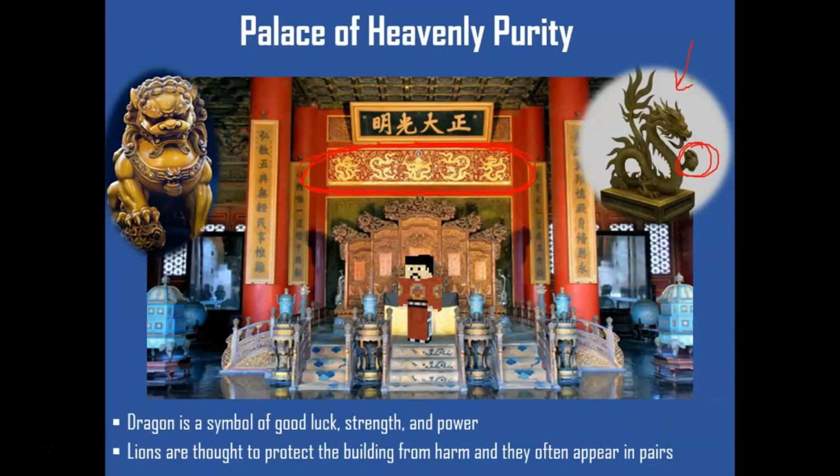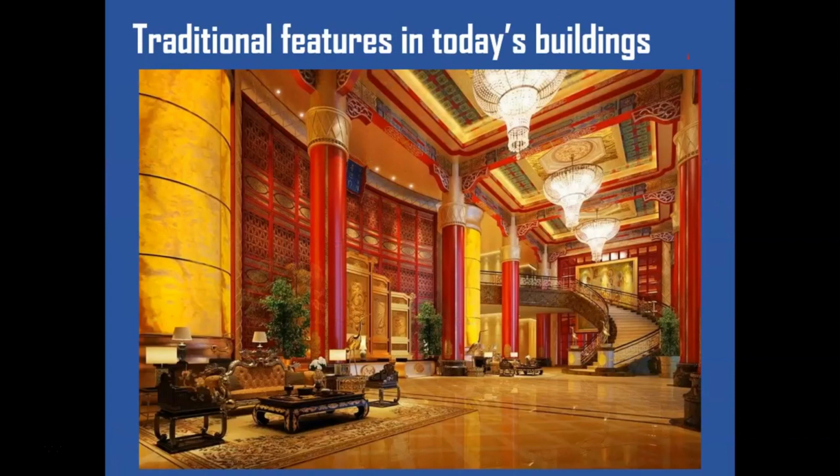So the dragon is something that you will commonly see both in ancient artifacts and ancient buildings of China, as well as those of new buildings. So here you can see some of those traditional features in a relatively modern new building. You can see those bright red columns that are supporting the roof. You can see a lot of yellow and gold that's been incorporated into the color motif. Those are probably the two most common colors that you would see in Chinese architecture.